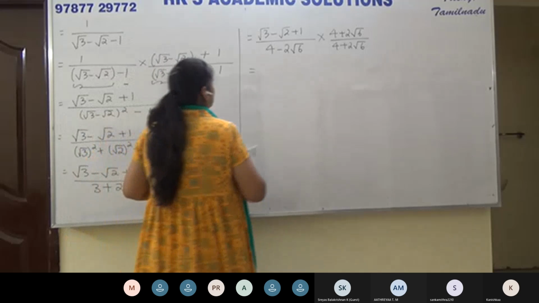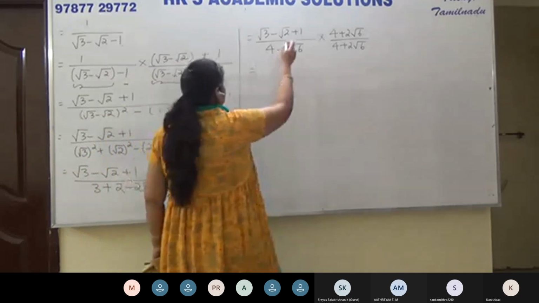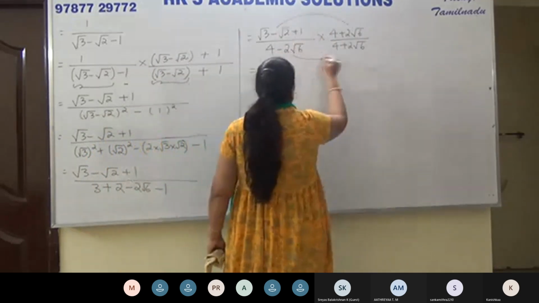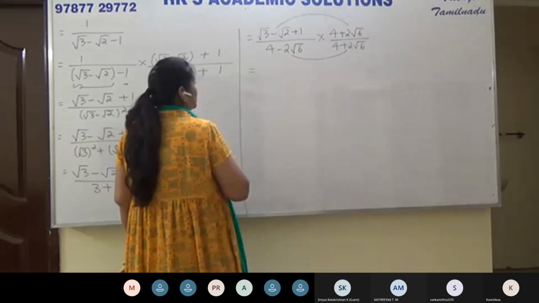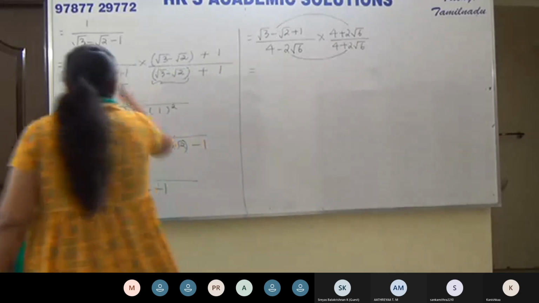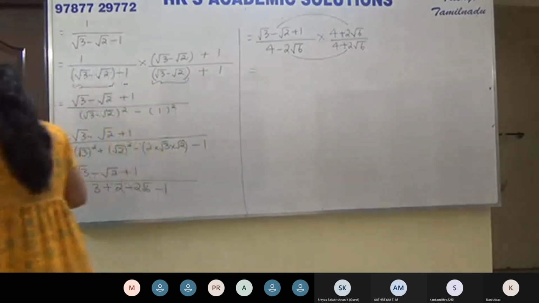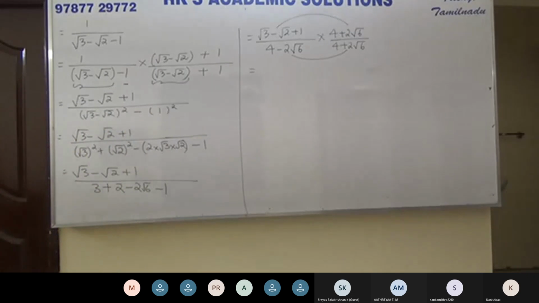So let's do this together, children. We need to multiply the numerators and multiply the denominators. Multiply the numerators. Let me give you some time to finish writing till here. Please write down.